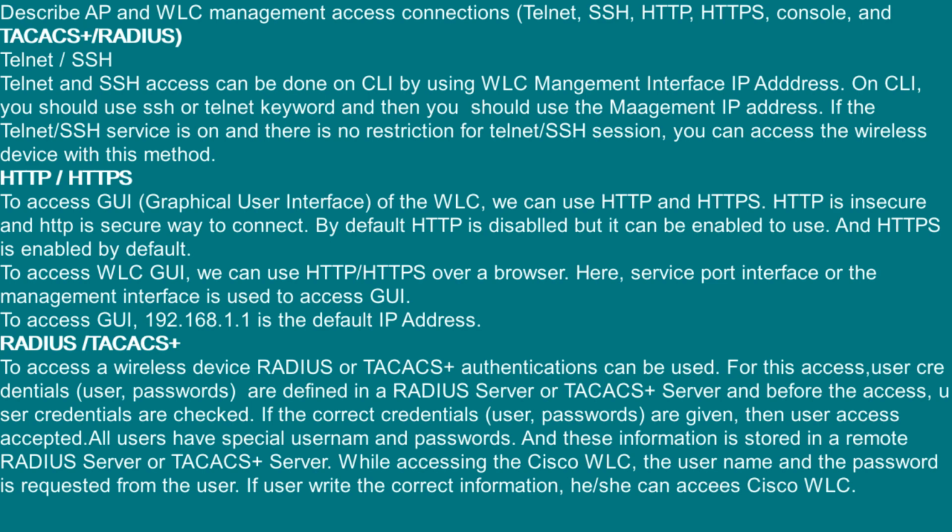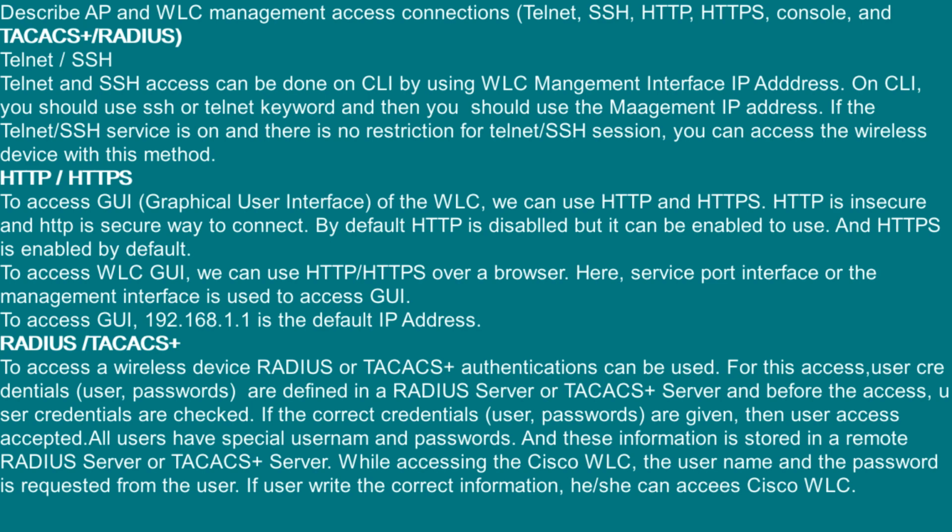2.8 Describe AP and WLC management access connections: Telnet, SSH, HTTP, HTTPS, console, and TACACS, RADIUS. Telnet and SSH access can be done on CLI by using the WLC management interface IP address. On CLI, you should use the SSH or Telnet keyword, and then the management IP address. If the Telnet/SSH service is on, and there is no restriction for Telnet/SSH sessions, you can access the wireless device with this method.